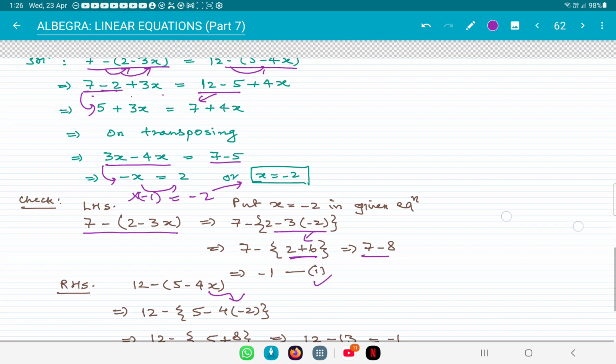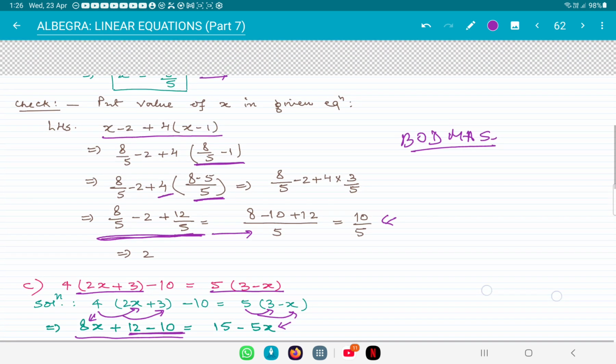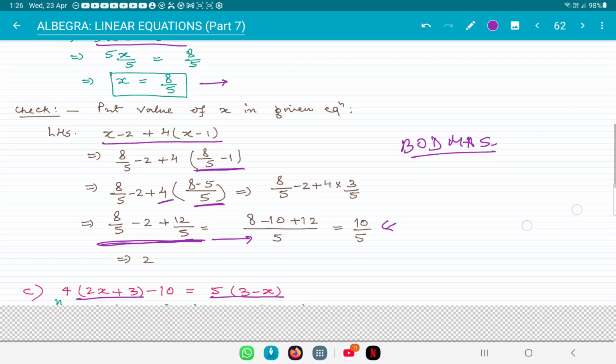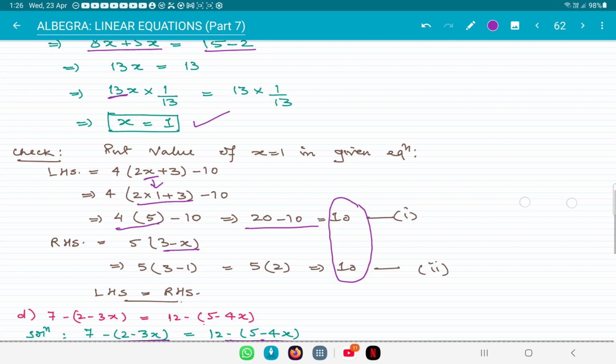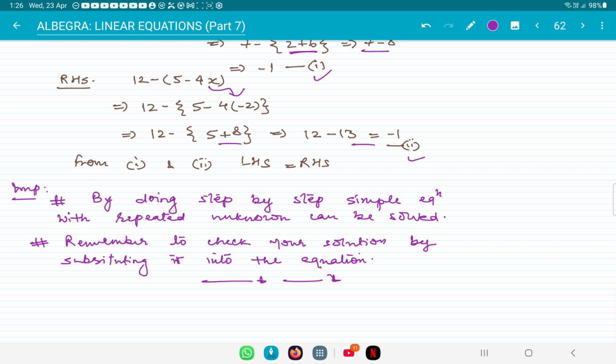Okay. So this way you can do complex sums of linear equations. Clear? So with the distributive law, putting aside your like terms, and different formulas of maths, you can do this through maths. So this is all about this video. And first, one thing you have to remember, that by doing step by step, a simple equation with a repeated unknown can be solved. And second thing, remember to check your solution by substituting it into the equation.